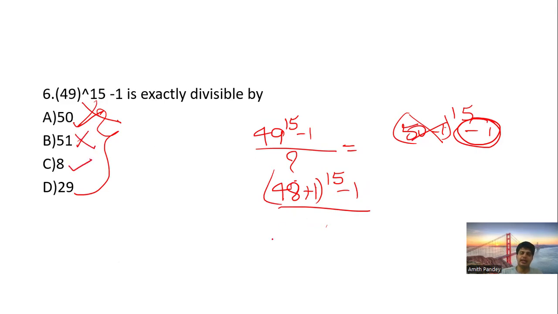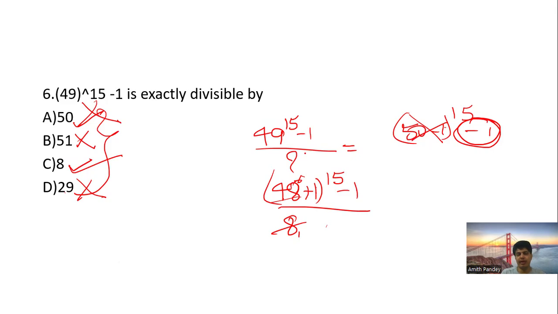Yes, 8. In the 8 table, do we get 48? Yes, 8 sixes are 48. So wherever you'll find multiplication, I mean factors of 8, there 8 can divide. Thus the answer will be 8. And 29, obviously no. Why? Because it is not 58, it is 48. Hope you understood. Very easy questions.